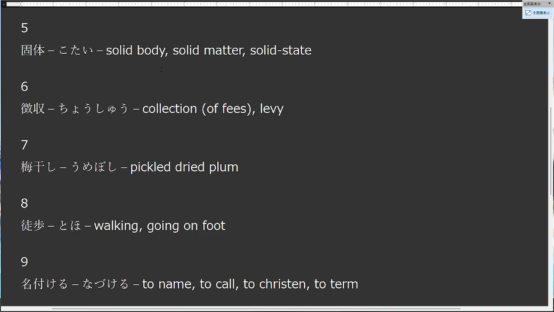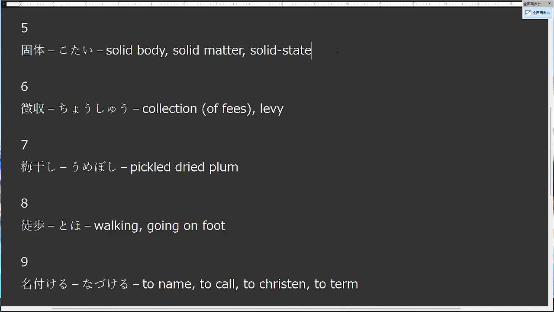Number 5 is kotai. Ko on the left side for solidifying or hardening, and tai on the right side for a body. So this is literally translated solid body. Kotai can also mean solid matter or solid state. Kotai is the solid body of matter. Kotai desu.